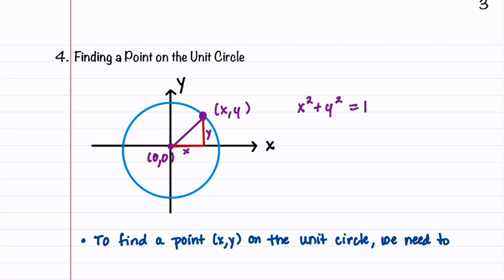To find a point on the unit circle, we need to start, and I'm writing this in red because this is really important, we have to start with the equation x squared plus y squared is equal to 1.